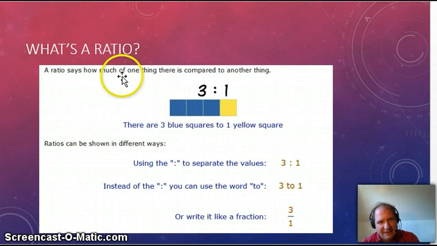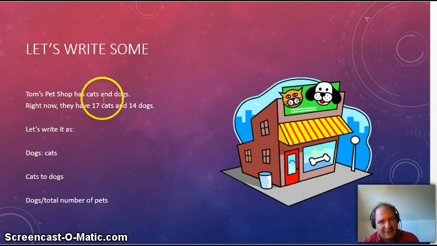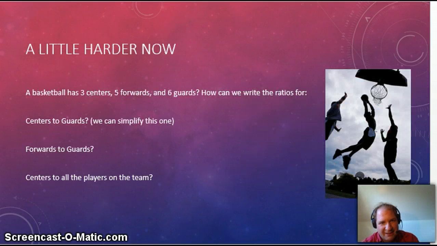So ratio says how much of one thing there is compared to another thing. So 3 blue squares to 1 blue square, 3 to 1. We can write it like a fraction. We can write it with a colon. So you could try some. We'll do this one in the live class. 17 cats to 14 dogs.